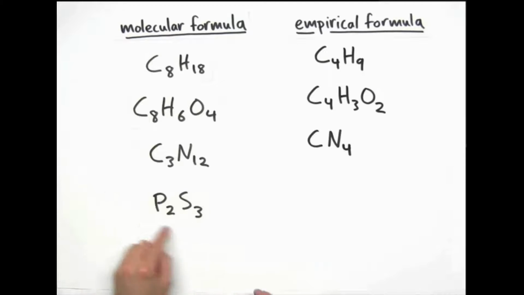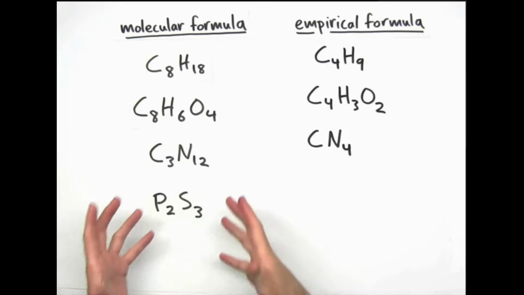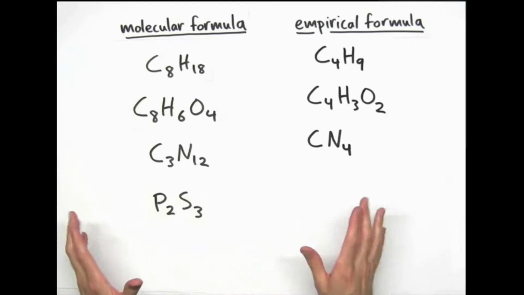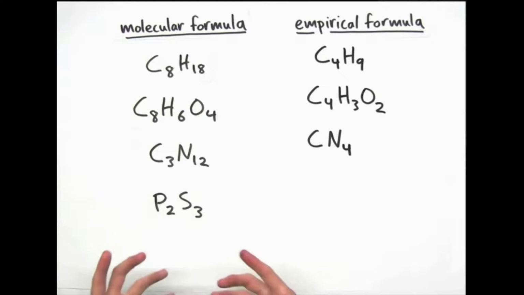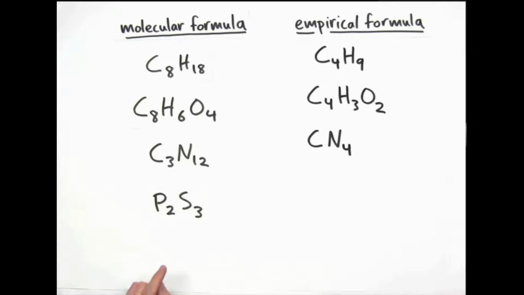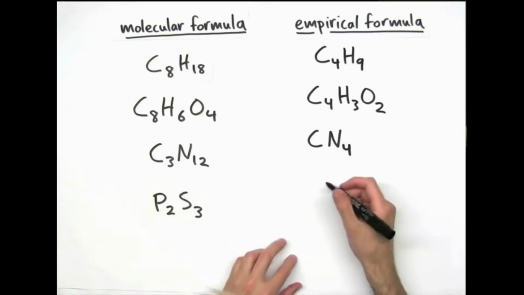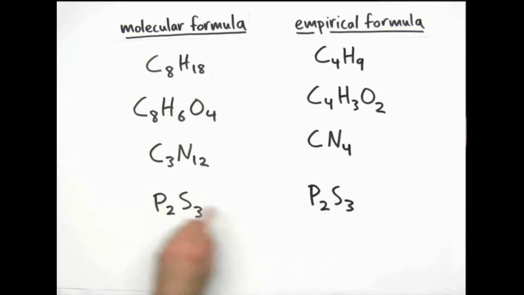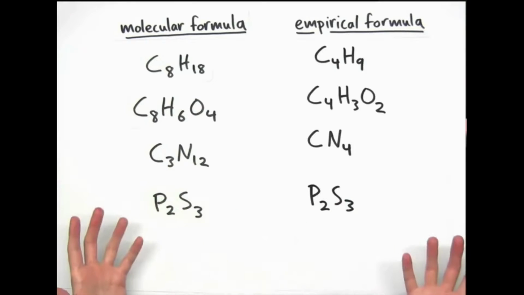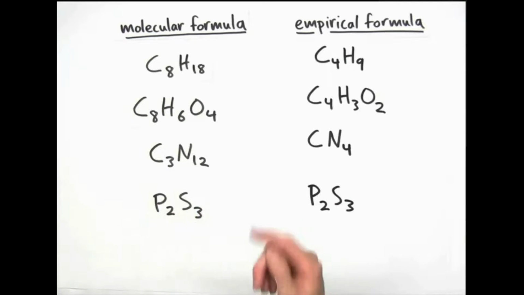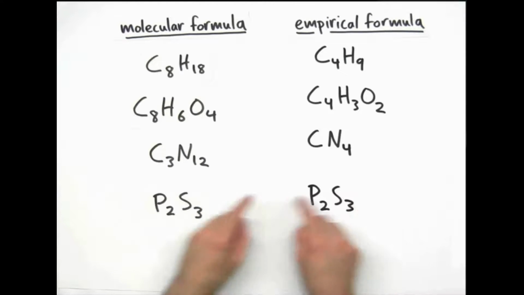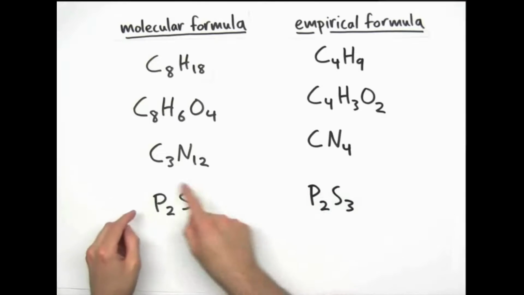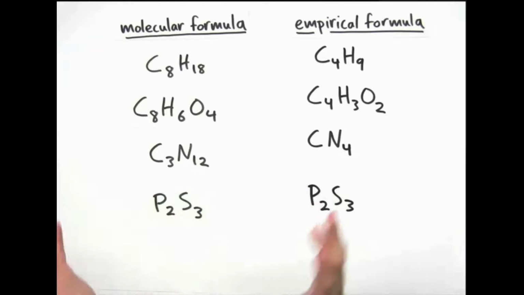P2S3. What can we divide both of these numbers by to get this as reduced as possible? Nothing. There is nothing that we can divide both of these numbers by, right? They're not divisible by the same numbers. So because of that, P2S3 is as reduced as it can get. That means that the empirical formula in this case is exactly the same as this molecular formula. And sometimes that happens. Often you'll have molecular formulas that can't be reduced down anymore, and their empirical formulas are exactly the same. So don't freak out if you get a formula like this you just can't reduce. It's fine. The empirical formula is just the same as the molecular formula.